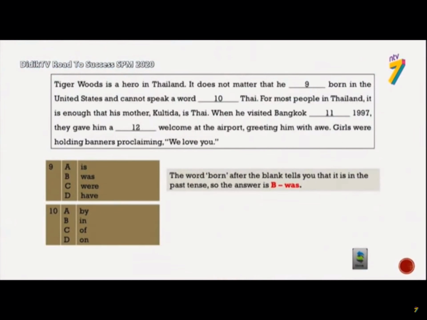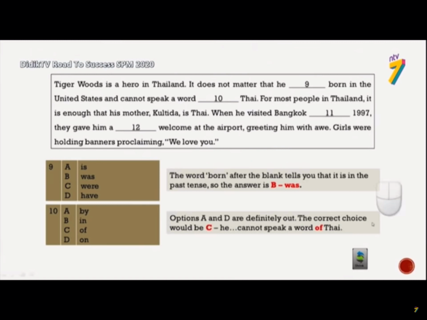United States and cannot speak a word. In Thai? In Thai. Okay, sure of the answer? So this is preposition. By, in, of, on. This one is singular plus subject-verb agreement and tenses, right? Correct. The answer is "of", because we are talking about language. Of Thai.